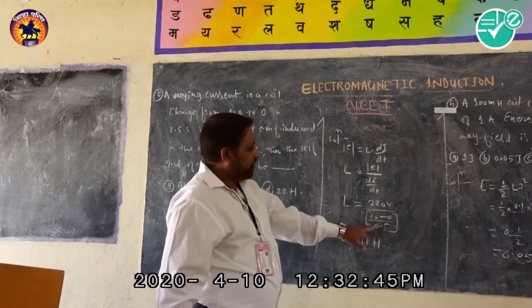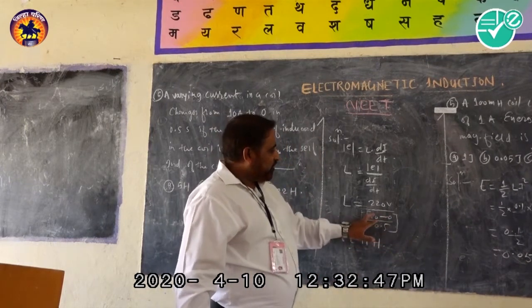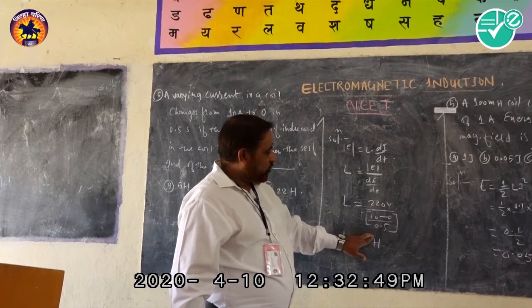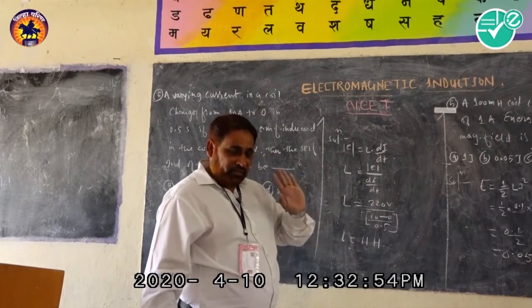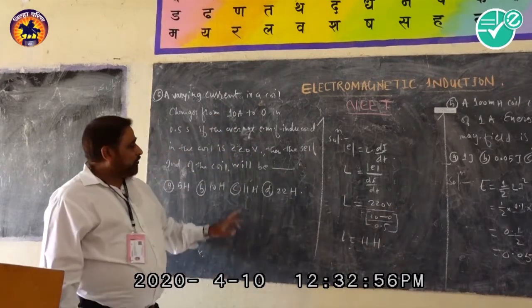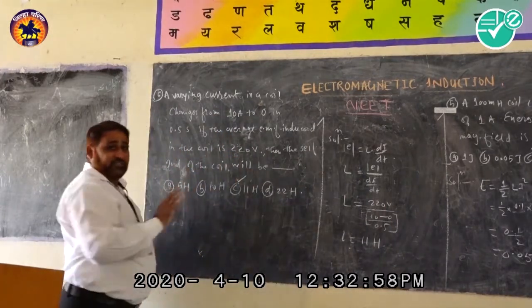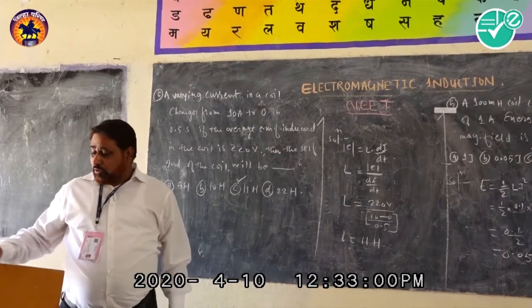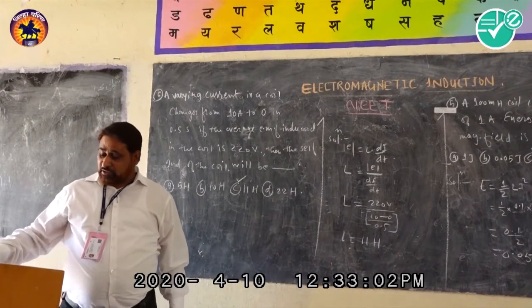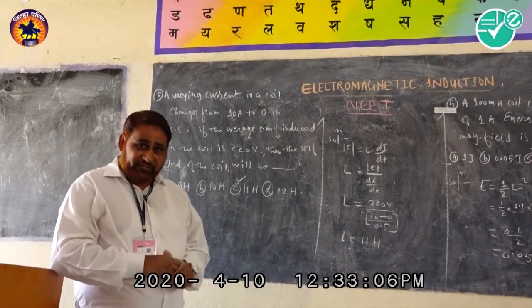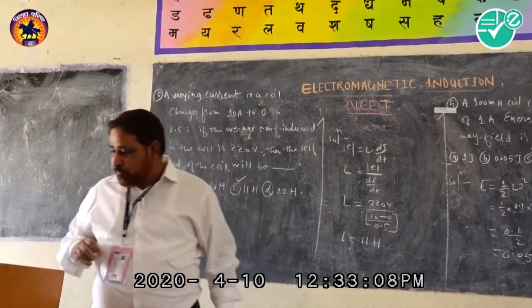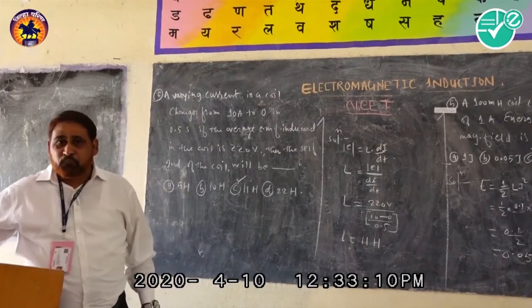Are you getting me here? This 10 minus 0 is 10 divided by 1 by 2, and the 2 goes there, divided by 2 means 11 Henry. So which option is correct? Option C is correct. Now the last question based on this particular concept, self and mutual inductance, is coming to you.